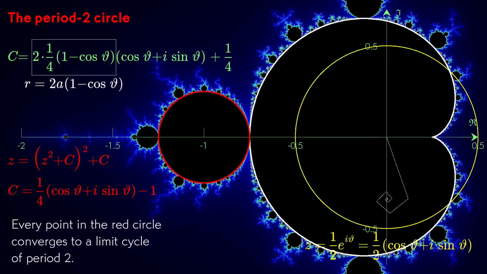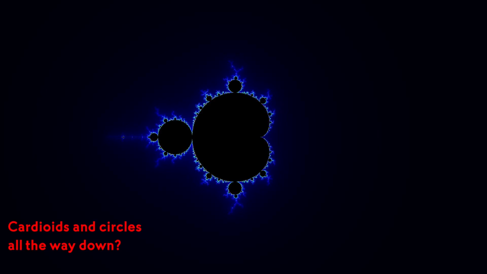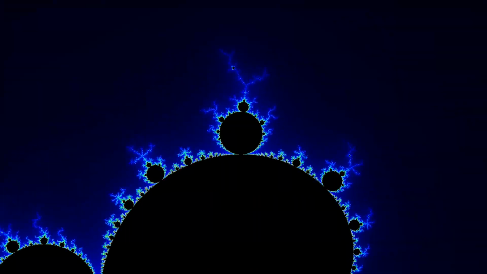It's not too difficult to use the same kind of reasoning to show that the red circle, which is of radius 1/4 centered on the point -1, contains the points that converge to a cycle of period 2, and that it is indeed a circle. These two regularities are so compelling that I've seen other people assert on YouTube that the Mandelbrot set has cardioids and circles all the way down. It's particularly tempting to make that conjecture once you've experimented with magnifying the halo of the set and realize that it consists of what appear to be miniature copies of the set itself connected by filaments.